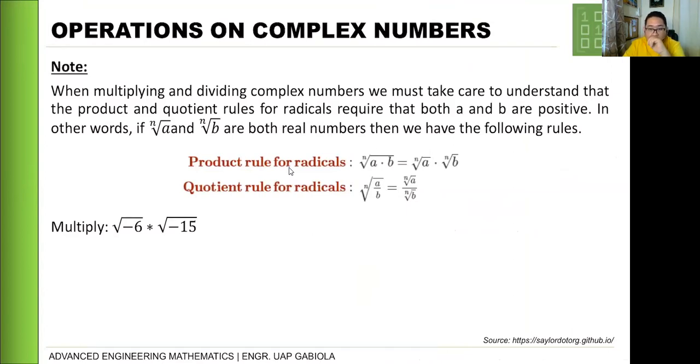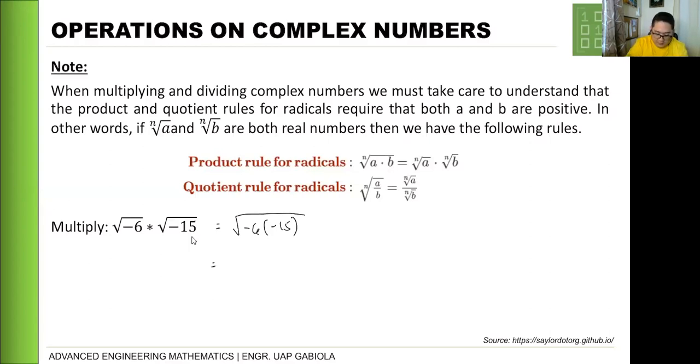require that both A and B are positive, no? Kasi minsan may given na negative yung numbers natin. Like, for example, this one. We have to multiply -6 and itong -15. So, naturally, ang instinct natin, ang gagawin natin, ito yung law ng radical sign natin. Baka ang gawin natin is, gawin natin square root tapos -6 times -15.